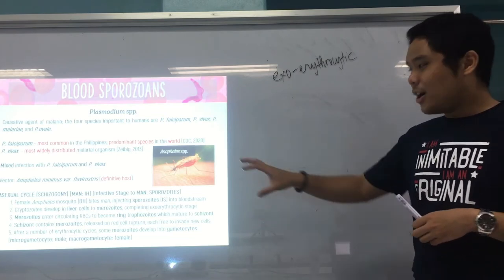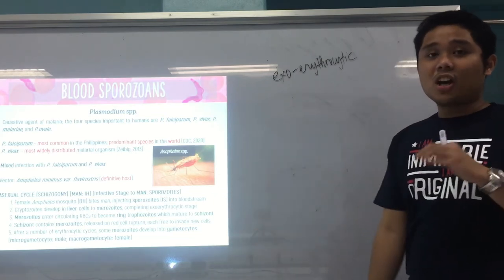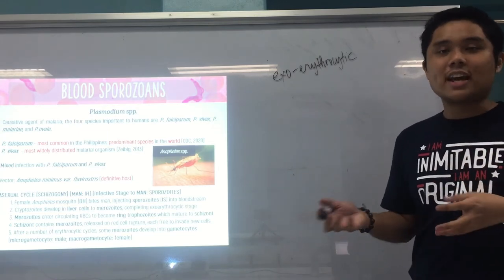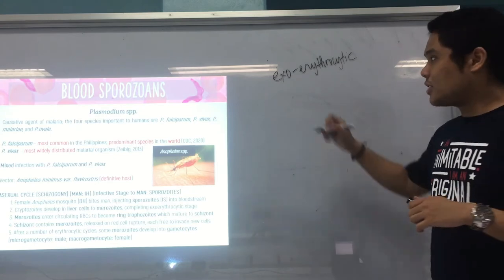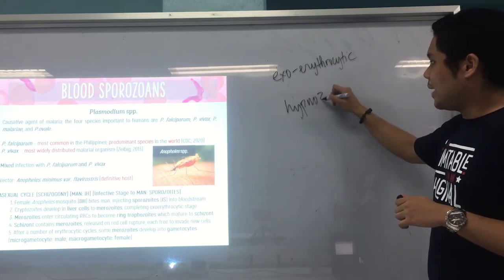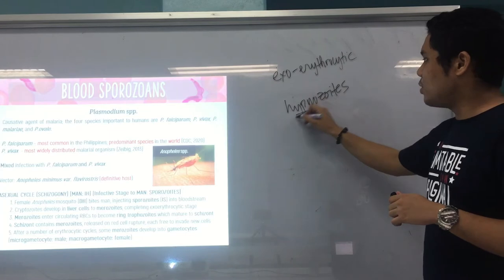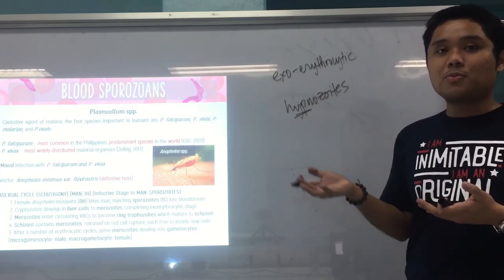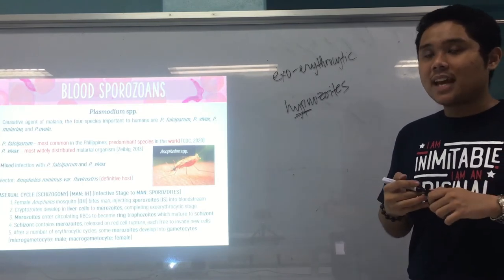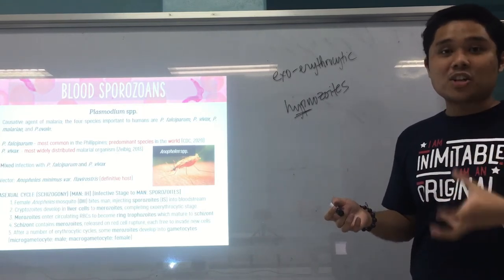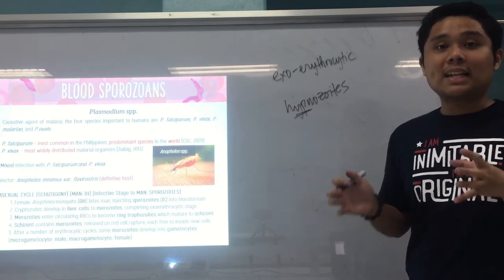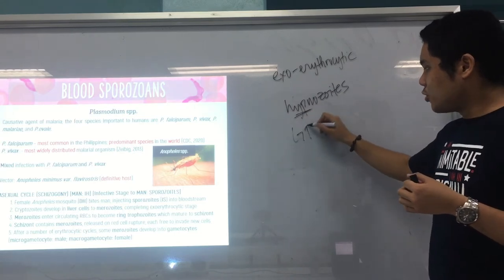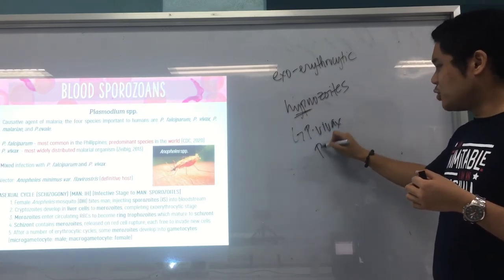Exoerythrocytic cycle. Now, in this stage, there are some species of Plasmodium that will have a dormant stage within the liver known as your hypnozoites. So when I say hypno, it means hypnotized or sleeping. Hypnozoites are the dormant stage of your Plasmodium species residing in the liver, meaning instead of rupturing the liver, it stays in the liver for a long time. It just goes dormant.